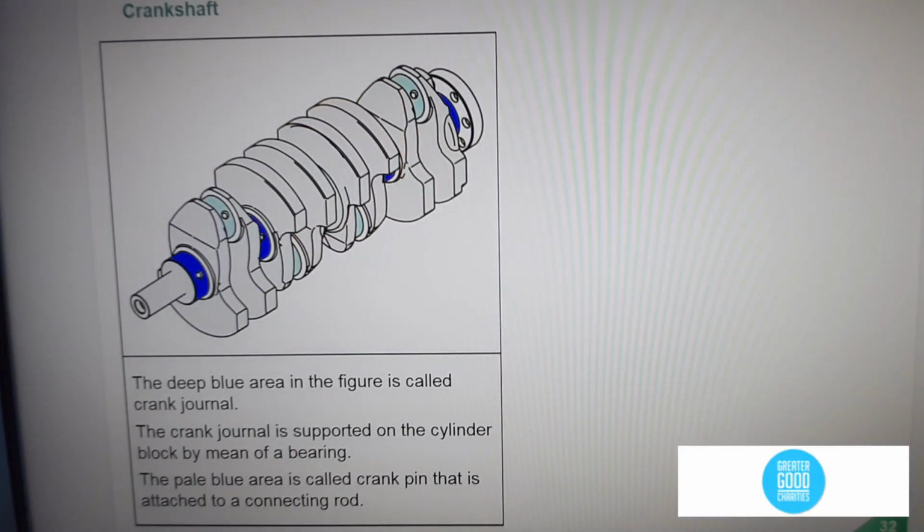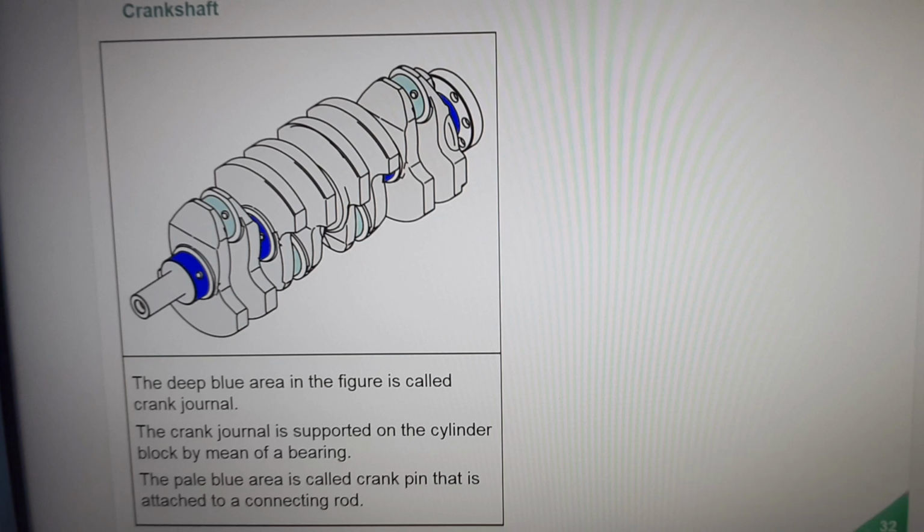Now let's learn about the crankshaft. The deep blue area in the left figure is called the crank journal. The crank journal is supported on the cylinder block by means of a bearing. The pale blue area, called the crank pin, is attached to a connecting rod of the crankshaft.